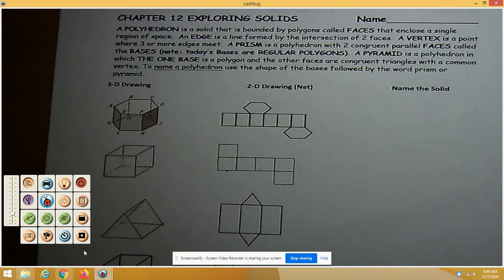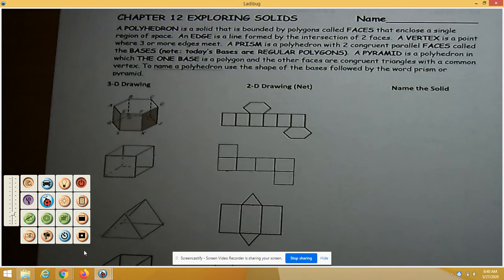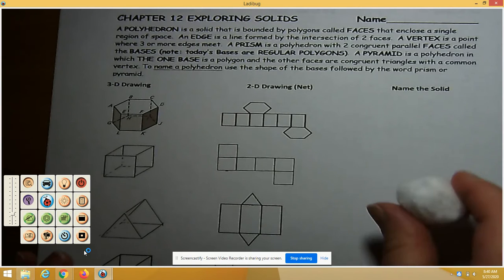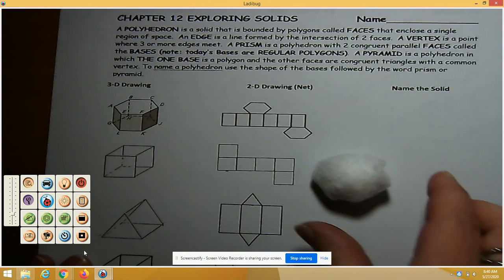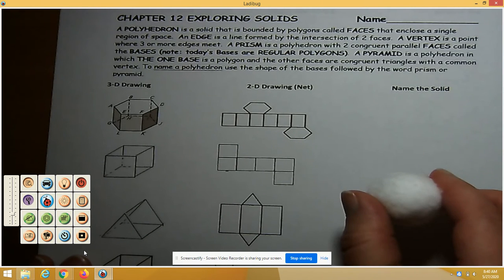In this video, we're going to be looking at solids. We're going to be looking at the characteristics and some different parts of solids. So to get us started, I just wanted to talk about a couple things that you're familiar with. So this is a cotton ball. It's a sphere. It's round on all sides.